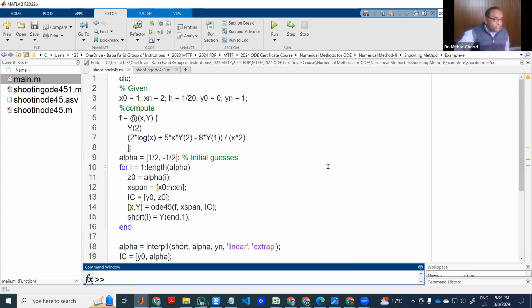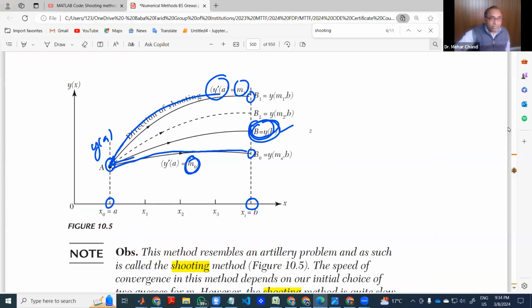But you need to get some more detail about the shooting method. Okay, if you can solve one or two examples from this book which I have already provided you, this will make it more helpful to use this code.